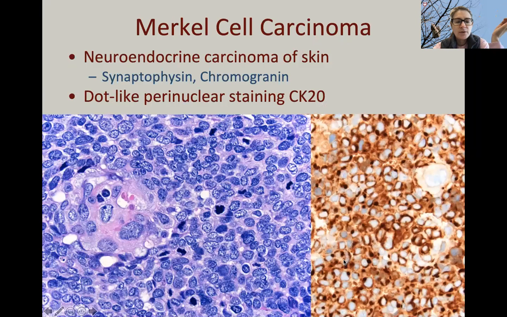The other carcinoma of the skin is Merkel cell. So this is our prototypic neuroendocrine carcinoma of the skin. Neuroendocrine carcinomas in all sites have keratin expression, have expression of neuroendocrine markers like synaptophysin and chromogranin, and characteristically this dot-like perinuclear staining for CK20, which you can see on the right, so cytokeratin 20. As you know, Merkel can arise anywhere in the skin, you know, the foot, the hand, the head.